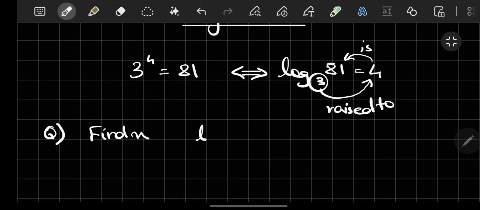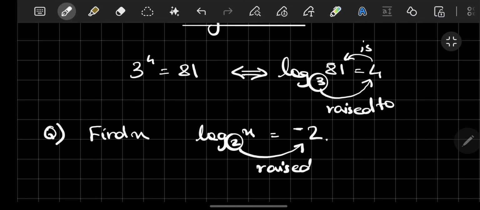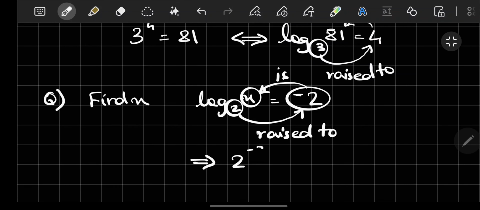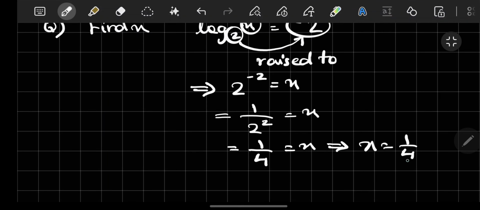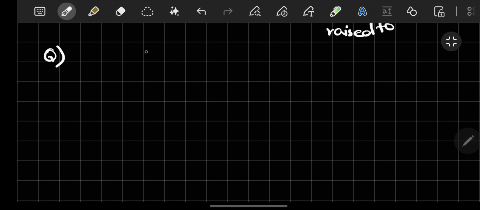Now here's the next question. From the usual procedure, 2 raised to minus 2 should be x. That is, the base raised to the power should be equal to x, which is 2 power minus 2 is 1 by 2 raised to 2, which eventually is 1 by 4. Therefore, x is 1 by 4.